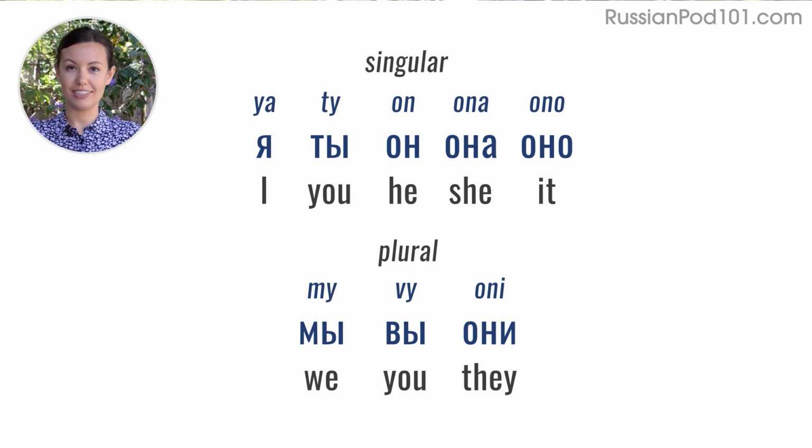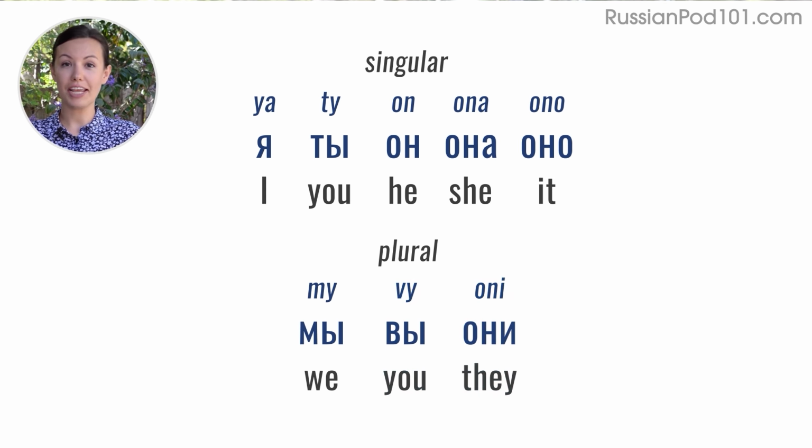Verb conjugation is a change in the form of the verb depending on the number and person. Just like in English, there are 3 grammatical persons in Russian. For singular, they are я, I, ты, you, он, она, оно, he, she, it. For plural, they are мы, we, вы, you, они, they.